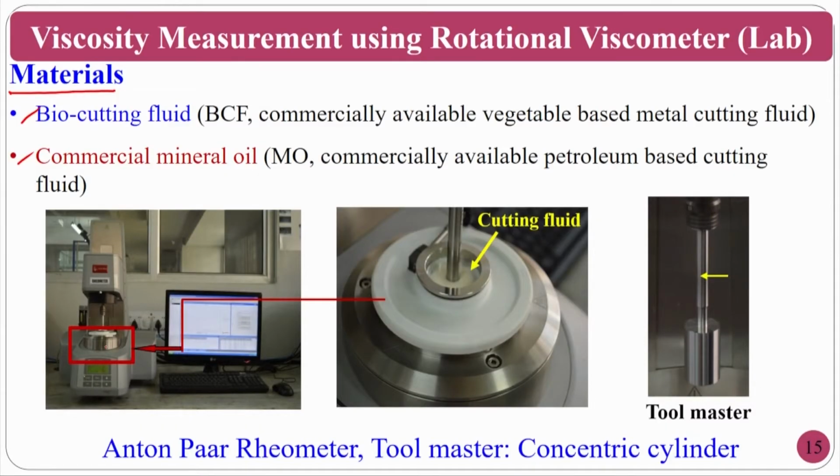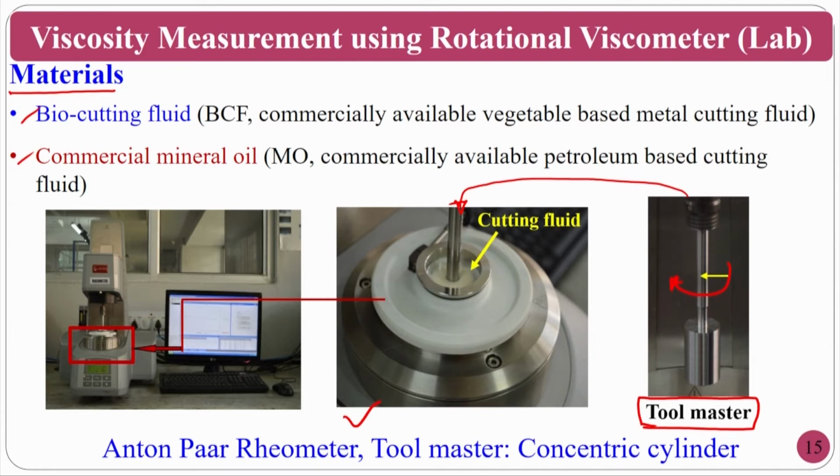If you see here in this picture, you have concentric cylinders where the cutting fluid is filled beyond the tool master. The tool master looks like this. This is the tool master, and you have a hollow at the bottom. So, you just go and put it here, so that it covers completely, then you give the shear rate. That means that you give rotation to the tool master. So, you can calculate the viscosity.